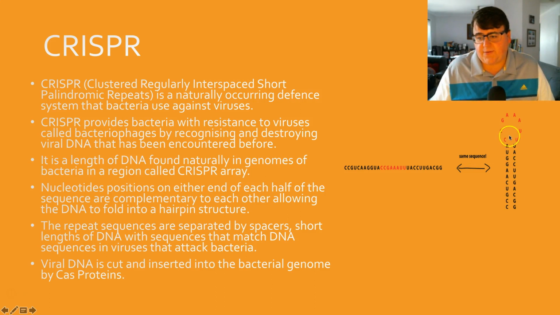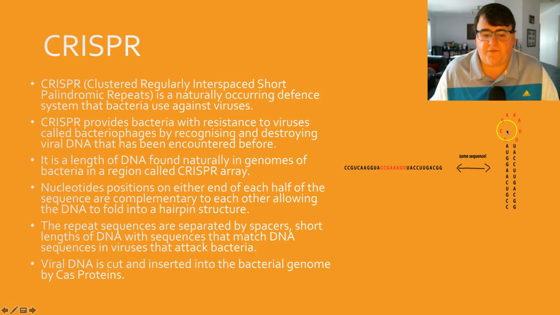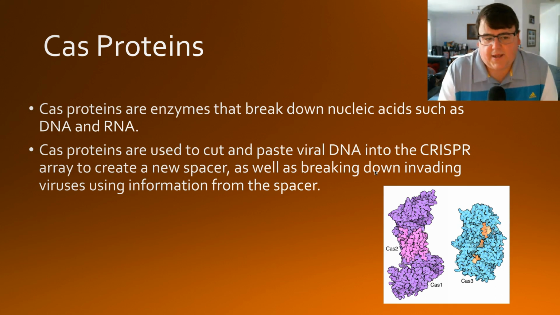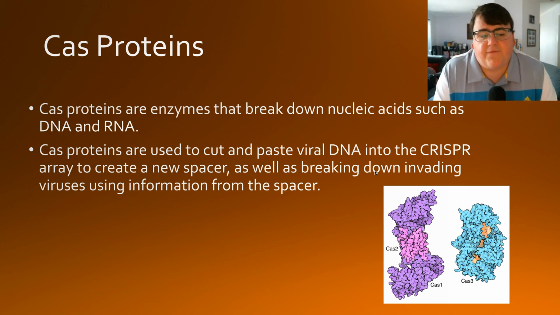The repeat sequences here, which are complementary to each other, are separated by something called a spacer, which is just a short length of DNA that matches DNA in viruses and therefore allows it to attack them. Viral DNA will be cut and inserted into the bacterial genome by Cas proteins. What are Cas proteins? Cas proteins are just enzymes that break down nucleic acids such as DNA and RNA. Basically they're used to cut and paste viral DNA into the CRISPR array to create a new spacer, as well as helping to break down invading viruses using the information from their contained spacer.